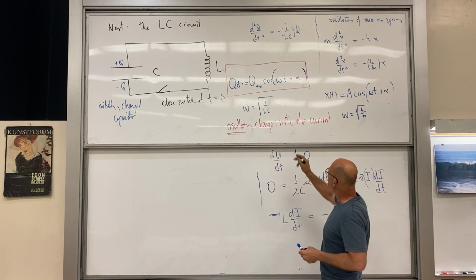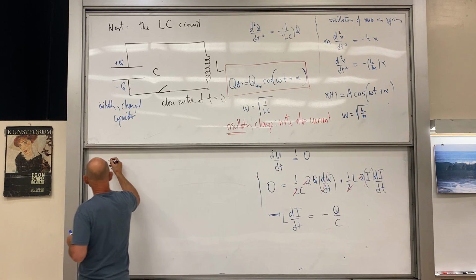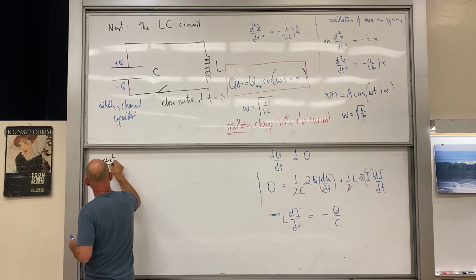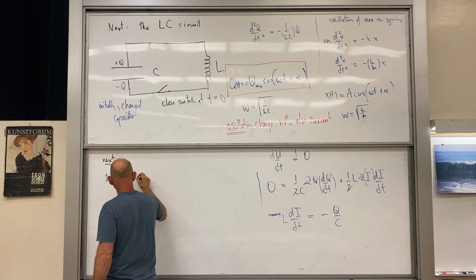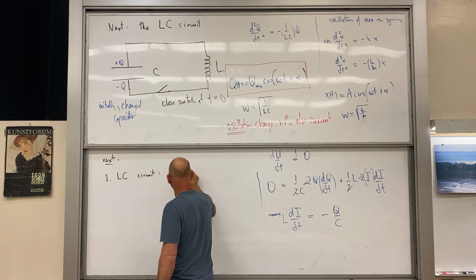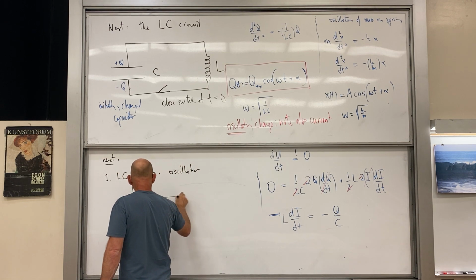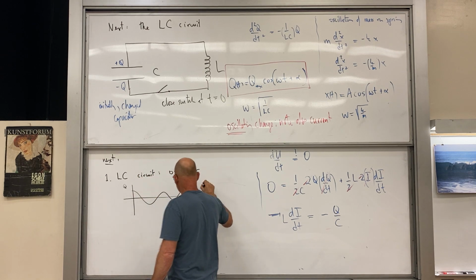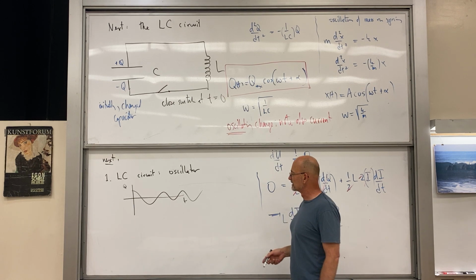So we now have this oscillating circuit. So here's the progression. 1: the LC circuit. That's an oscillator. If you wanted to graph your Q of t, you've got an oscillator. If you want to graph the current, you're also going to have an oscillation.